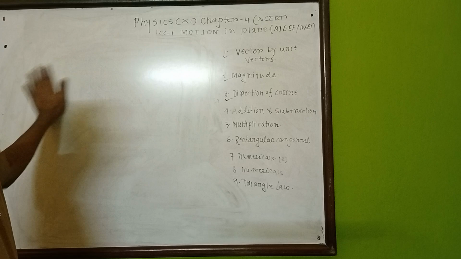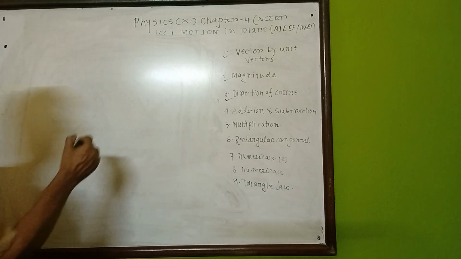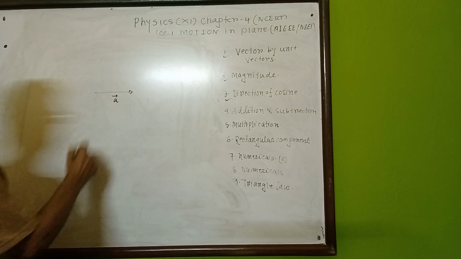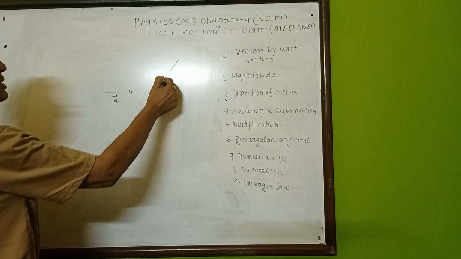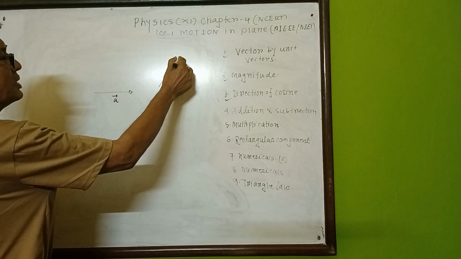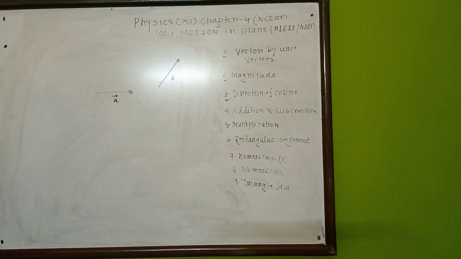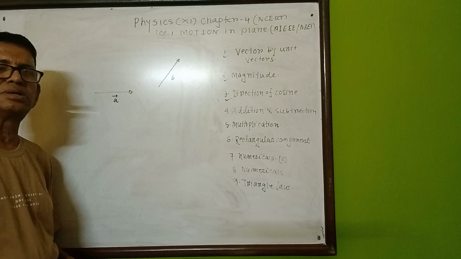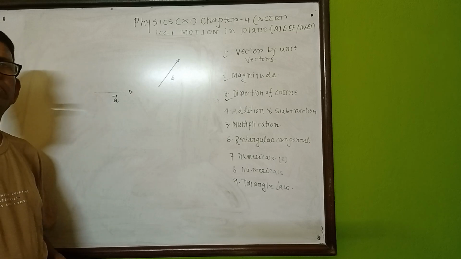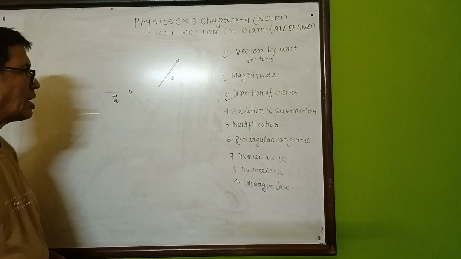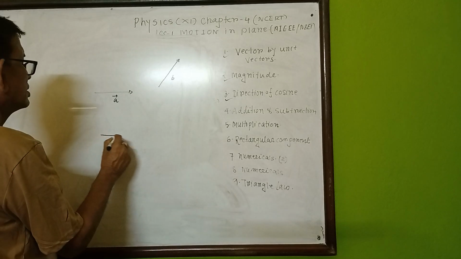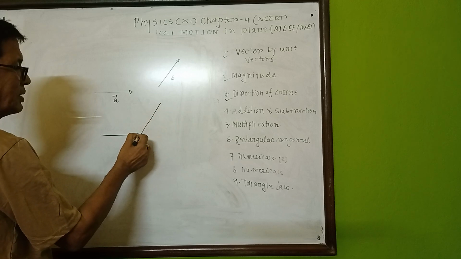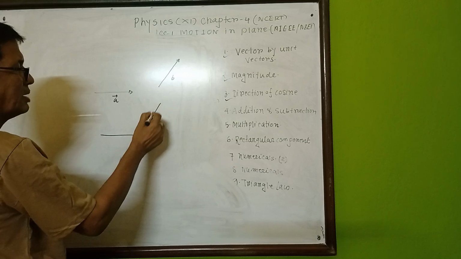Now see, I am doing the triangle law. Suppose there are two vectors, A is a vector. What is the triangle law? A is a vector. Now B is another vector. If you want to calculate the resultant, then what will you do? First you bring B with the head part of A added with the tail part of B.